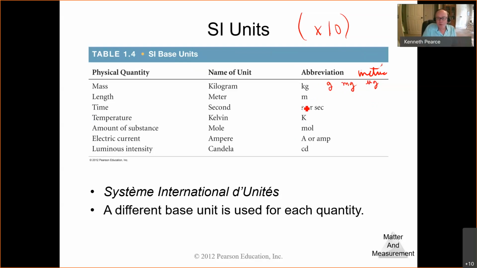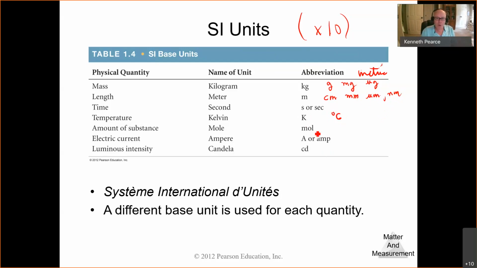Length, we use meters, that's the SI unit, and you're forced to use that in certain situations. But most of the time, when you're doing measurements in lab, you're going to use either centimeters or millimeters. And if you start talking about things like wavelengths, you may end up with micrometers or even nanometers, which is wavelengths of light, and so forth. Seconds, that's time. Kelvin, that's the SI unit, but we also use degrees Celsius for many measurements.